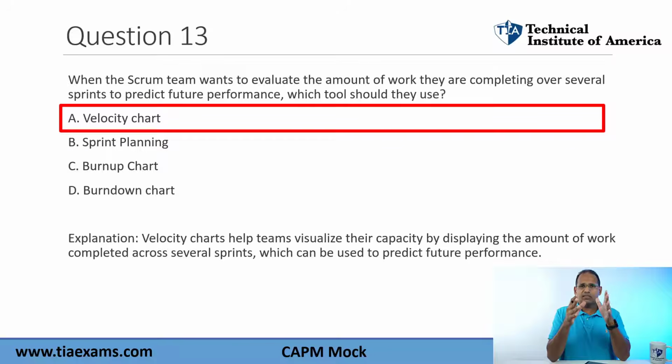Now, a velocity chart is basically a chart that shows you how many points' worth of work they have done over different iterations or sprints. So in iteration 1, they did 20 points. Iteration 2, they did 25. Iteration 3, they did 26. Iteration 4, they did 28, and so on. So it's showing you how much. This helps them to estimate how much work they can do in future sprints. Sprint planning is when they determine what work to get done in the next sprint.